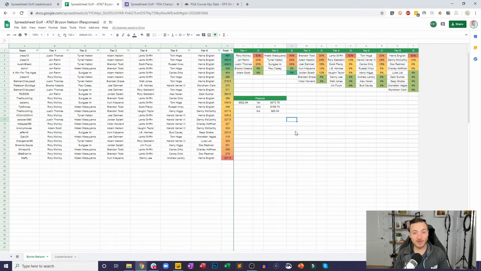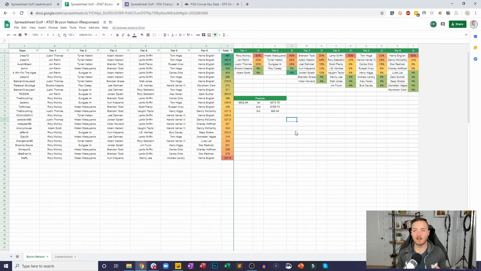Jay Haas also came in second. Okay, so he took home first and second place prizes. Congrats, that has been paid out at this point. Also, Austin Blaski continues to find his name in the money. He finishes in third.